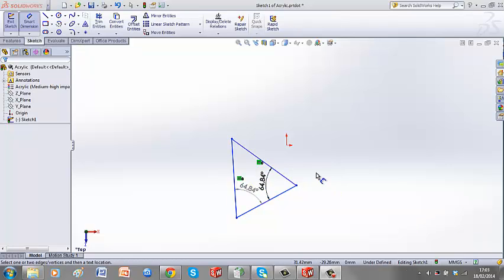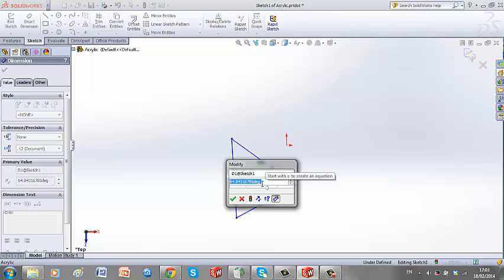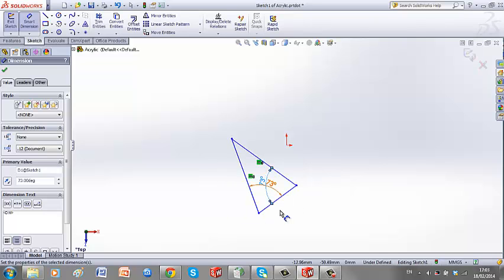If we were to change these angles, the relations should still not change between the two lines. So, if we increase this angle to 73 degrees, this angle also changed to 73 degrees, and these lines still remain equal.